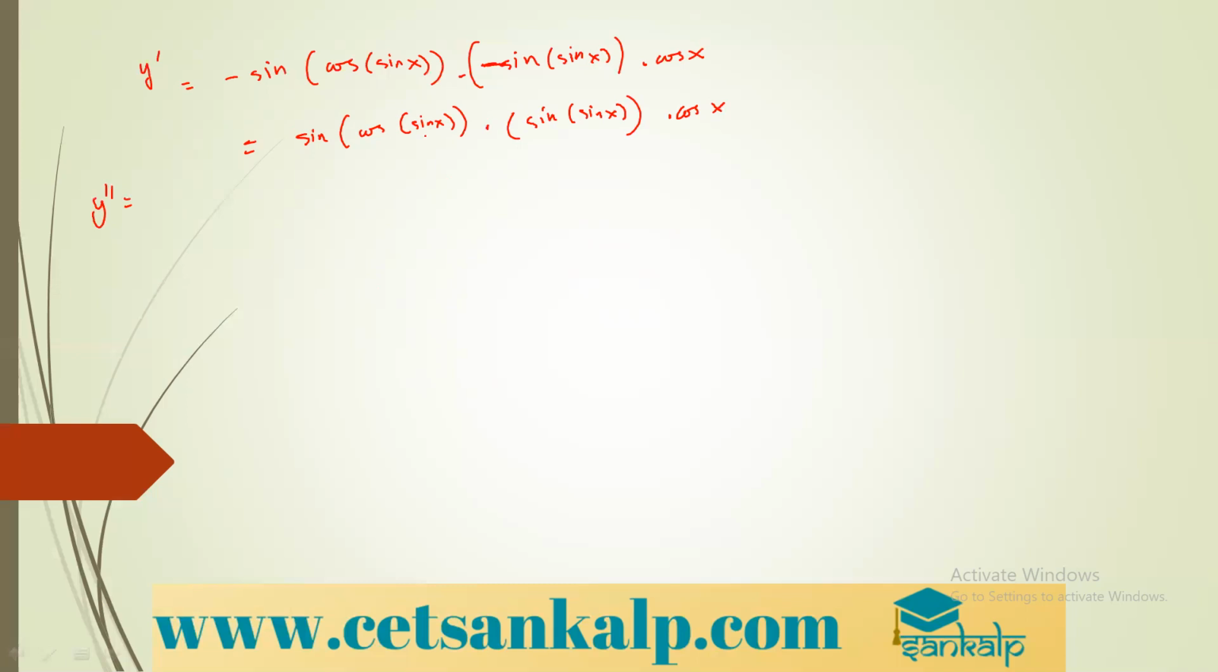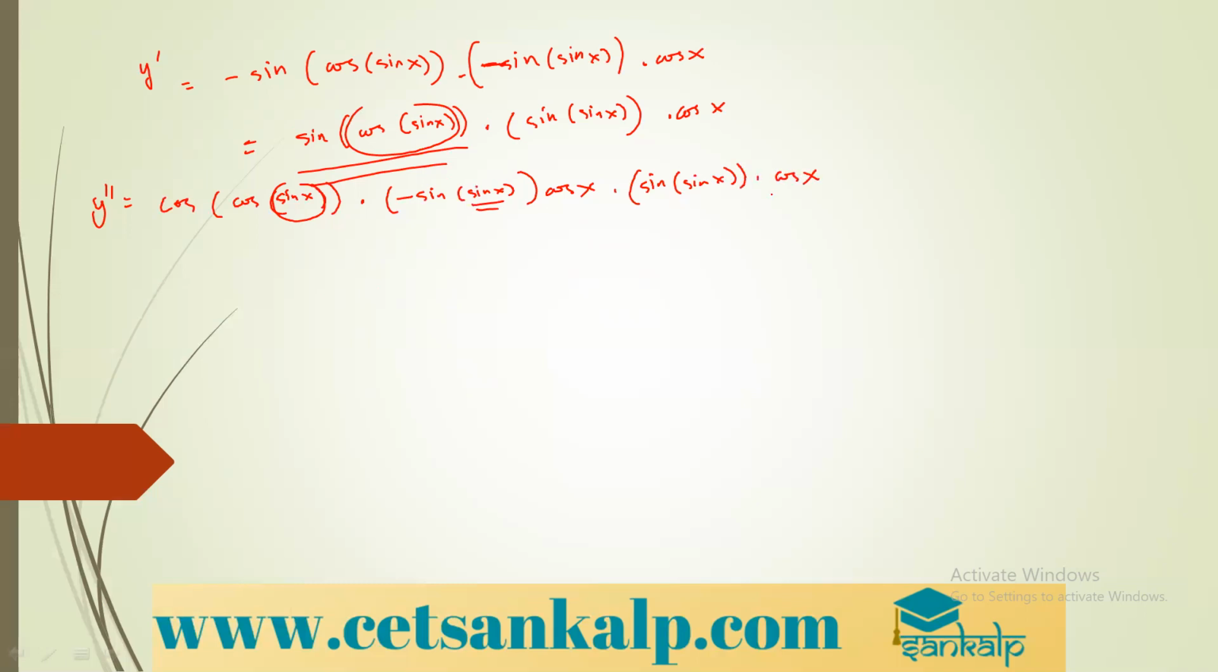If you find the second derivative, first we will find the derivative of this term. Sin u, cos u into derivative of cos u, minus sin u into derivative of sin x, cos x. Then you will write the remaining two same. That is sine of sin x and cos x will be same.